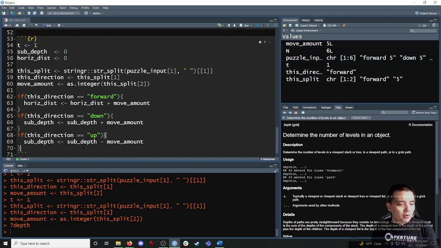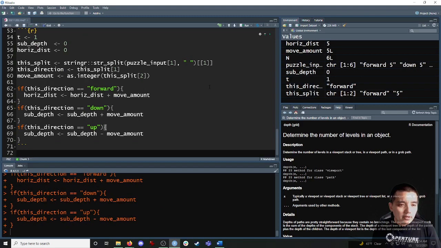Now, I'm just going to run this whole block, see how things are running so far, see if I made any typos or errors. And in particular, after the first step, we should have a horizontal distance of 5. And that's what we have there at the top right. Alright, now that this code can handle the very first thing the submarine does, I want to see if it'll run through the 6 instructions that we have in the example.